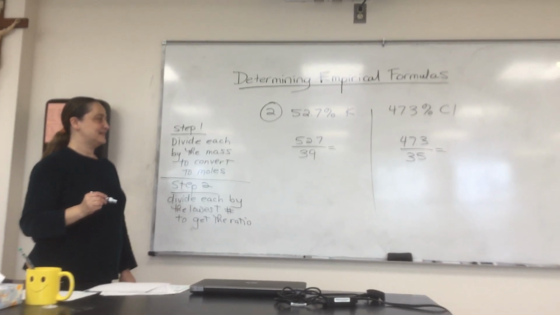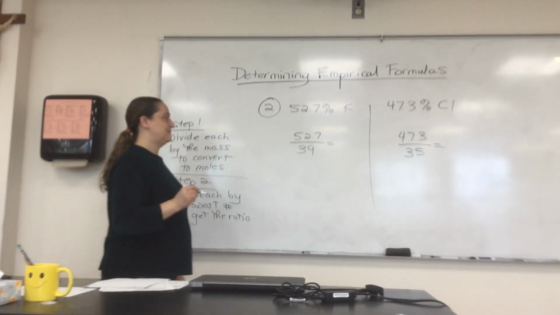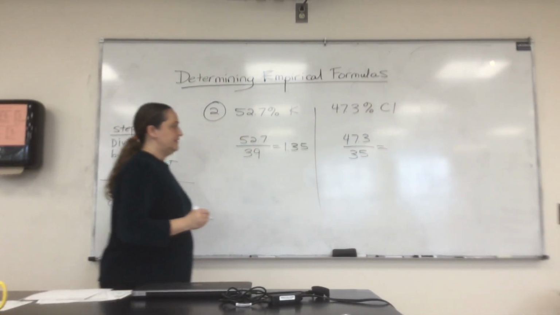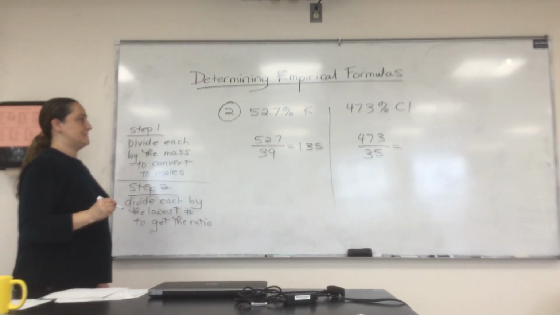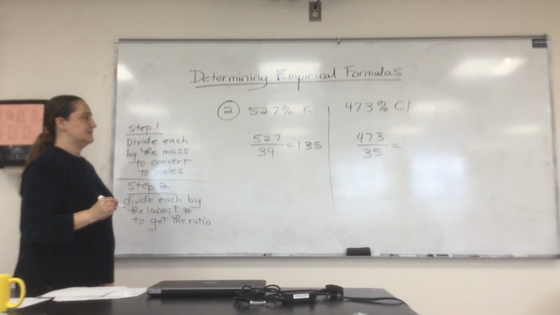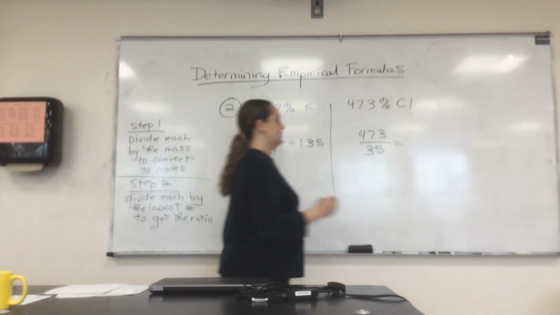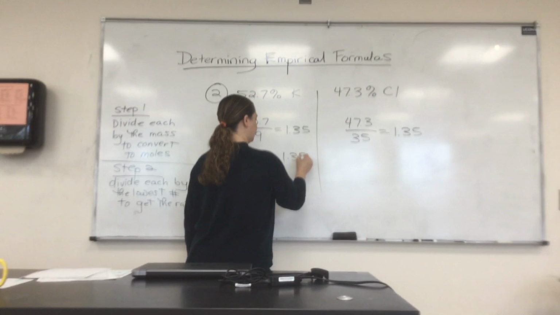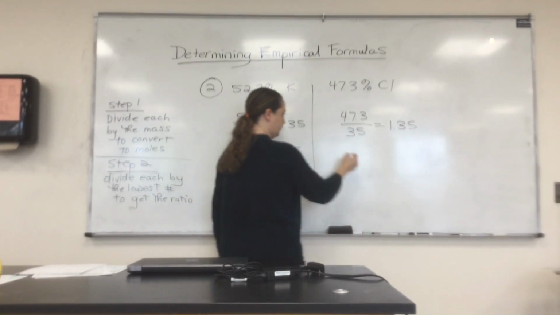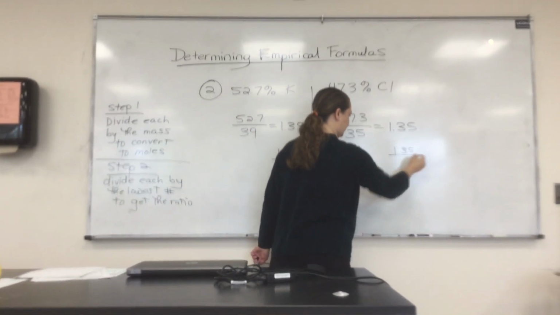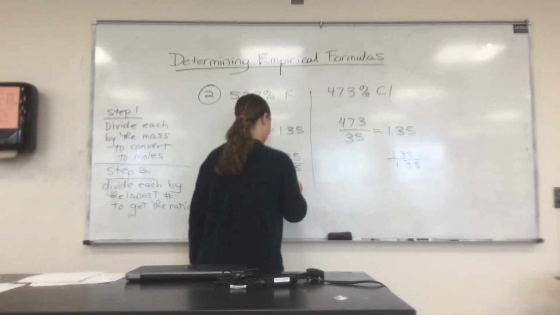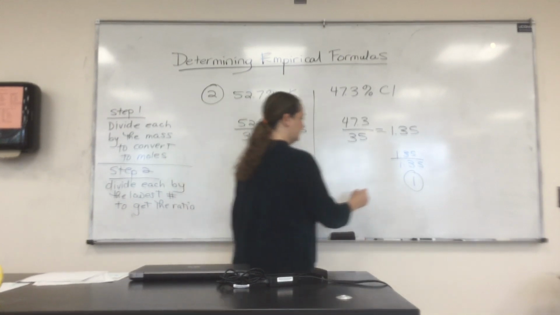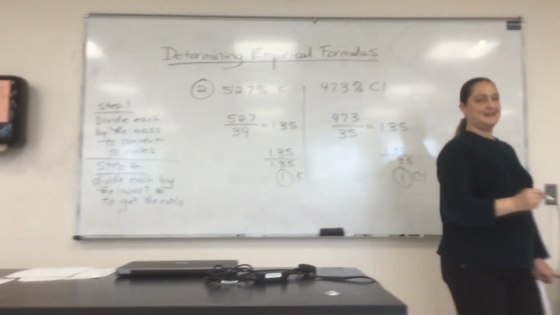52.7 divided by 39. 1.35. Okay. And then 47.3 divided by 35. 1.35. Okay. So then, if you don't see that that's a 1-to-1 ratio, we can divide them both. You don't have a lowest number, they're both the lowest number. So that's going to give you a 1-to-1 ratio, 1 potassium to 1 chlorine.